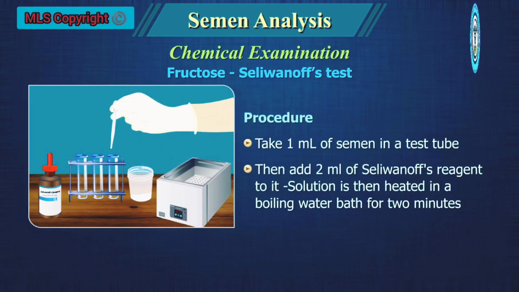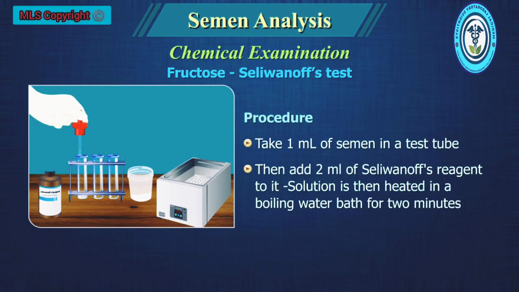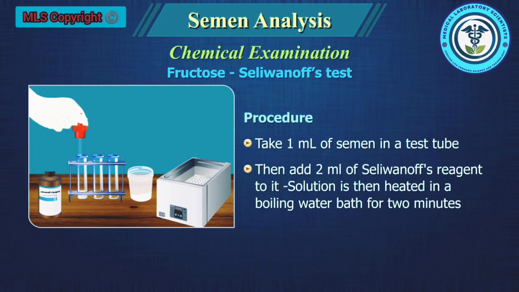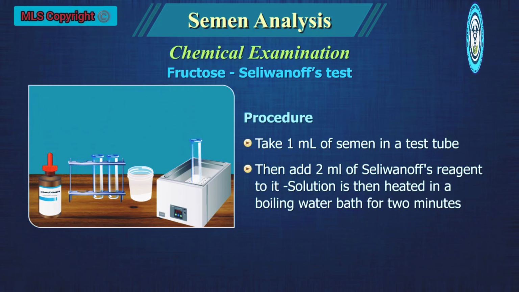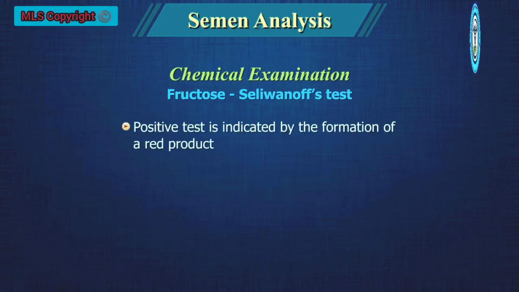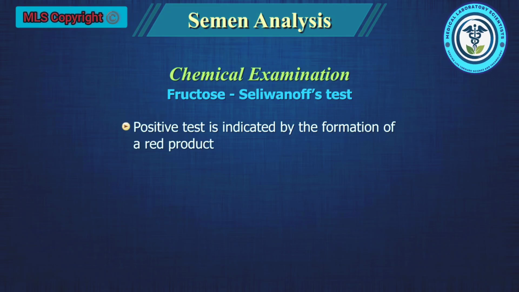Procedure. Take 1 ml of semen in a test tube. Add 2 ml of Selvinov's reagent to it. The solution is then heated in a boiling water bath for 2 minutes. A positive test is indicated by formation of a red product.